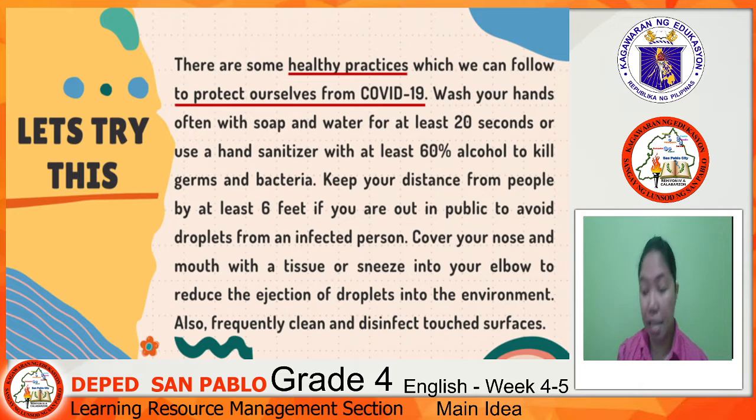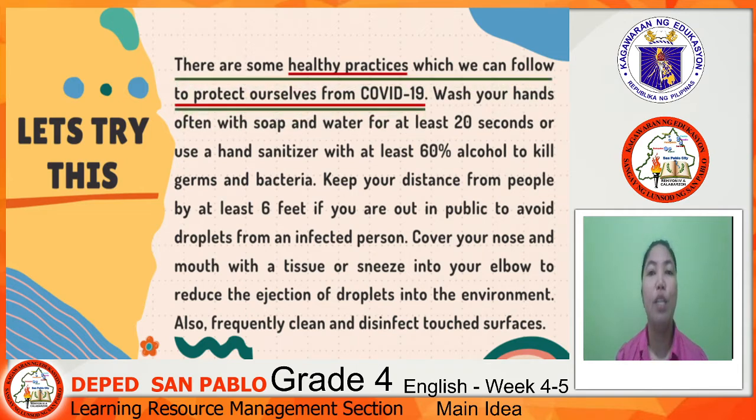The main idea here is actually healthy practices to protect ourselves from COVID-19. This is what the paragraph is all about. This is the main idea or the big topic in this paragraph. For the key sentence, I mentioned earlier that this is usually placed as the first sentence in the paragraph. So that is the key sentence. There are some healthy practices which we can follow to protect ourselves from COVID-19.